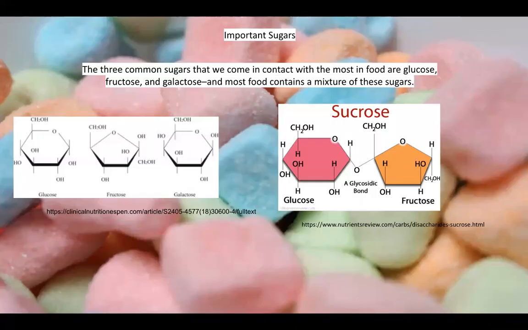Here are some of the sugars that we ingest: glucose, fructose, and galactose. They're all isomers of each other, meaning that they have the same atoms bonded in a different order. Galactose is also a C4 epimer of glucose, meaning the attachment at the fourth carbon differs. We also ingest a lot of sucrose, which is glucose and fructose together.